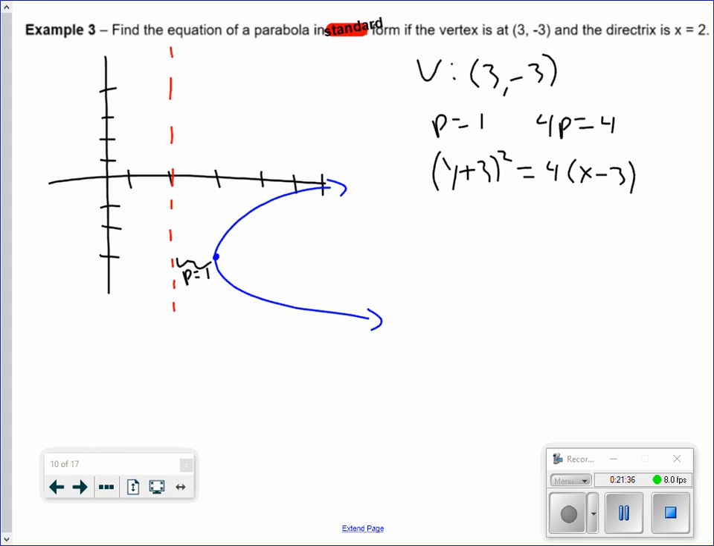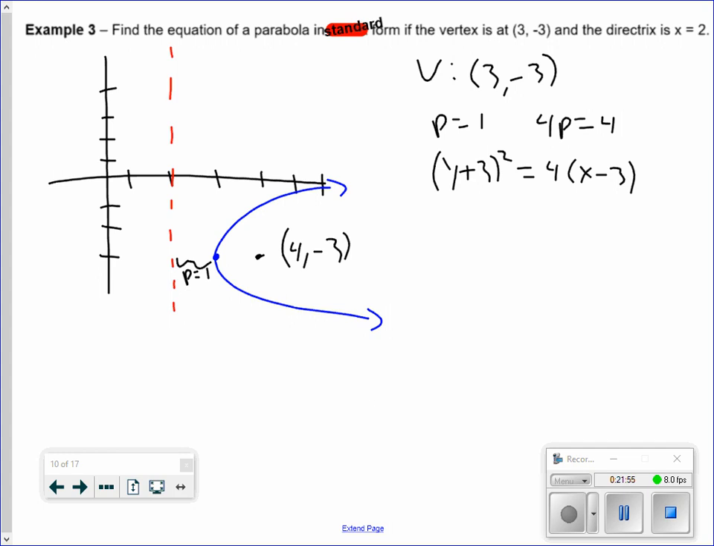It's much easier if you always sketch a graph to understand exactly what's happening. If you need to sketch the focus to figure out exactly what's happening, that's perfectly fine. You would have gotten the focus to be right there at (4, -3). If you need that focus, that's perfectly fine. As long as you sketch a graph, it'll make it much easier.